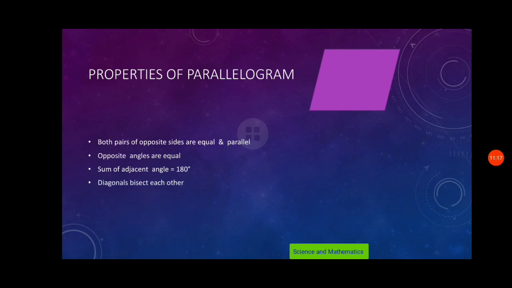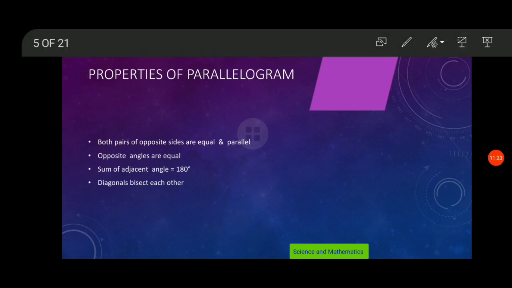Now our next property is that diagonals bisect each other. Suppose this is a diagonal, and this is a diagonal. If we mark it as ABCD, again we are marking it as ABCD, so it will be better to understand. Now one diagonal is BD and another diagonal is AC, right? So the diagonals will bisect each other, which means this is the bisecting point of these two diagonals.